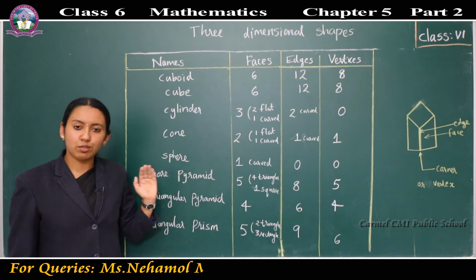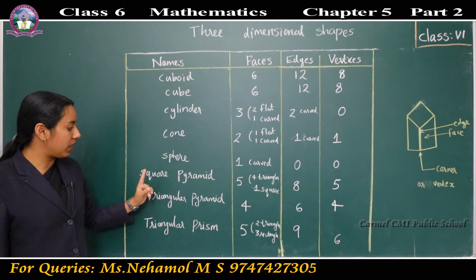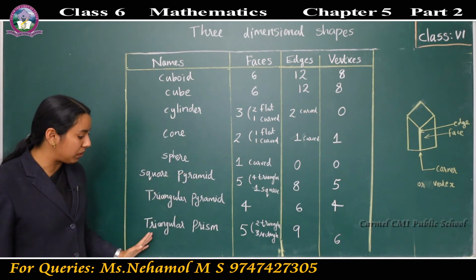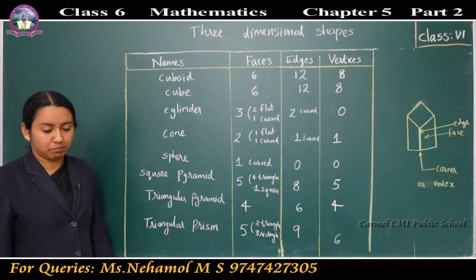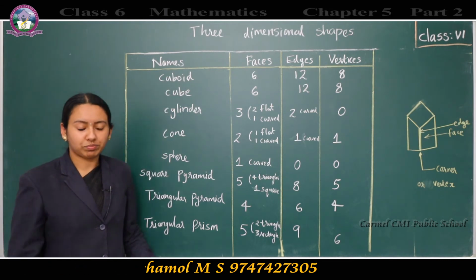They are also known as solid shapes: cuboid, cube, cylinder, cone, sphere, square pyramid, triangular pyramid and triangular prism. First one, cuboid. What is a cuboid?